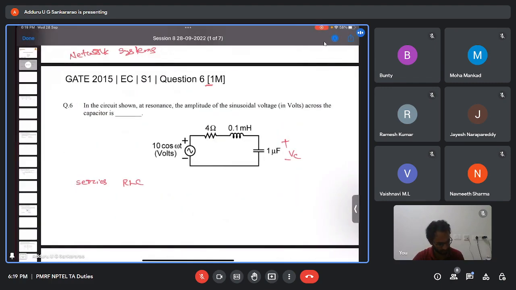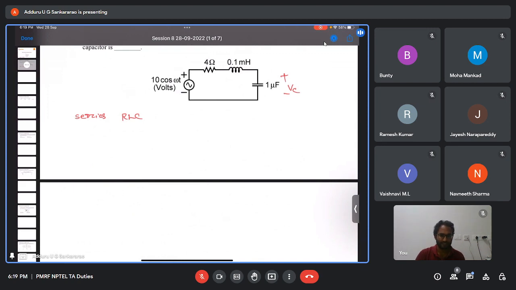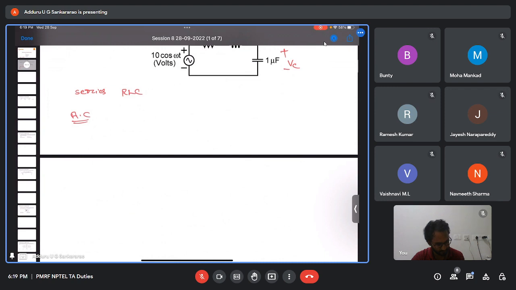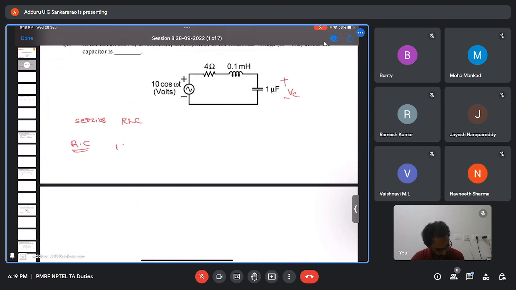Now let us come back to our problem. If you see here, this is a series RLC circuit, and I will represent this in phasor form. I hope you know about the phasor form. In AC circuit analysis, sinusoidal steady state analysis, instead of writing, let us say, Vm cos omega naught t plus some phi, in phasor domain we will represent it like this.